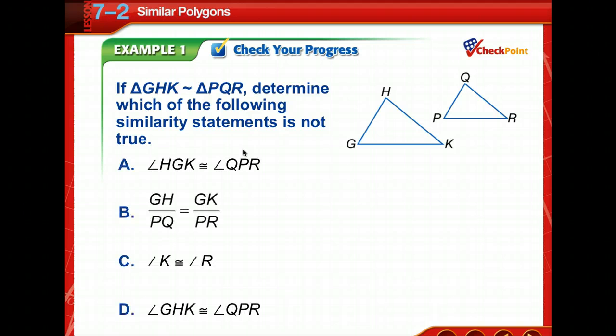So now let's look at a problem on our own. Check these two triangles, and which one of these statements is not true? We cannot say that angle GHK is congruent to KPR. Notice our wording, our angles are not listed in the same order. So order is extremely important. That's what makes D not true.